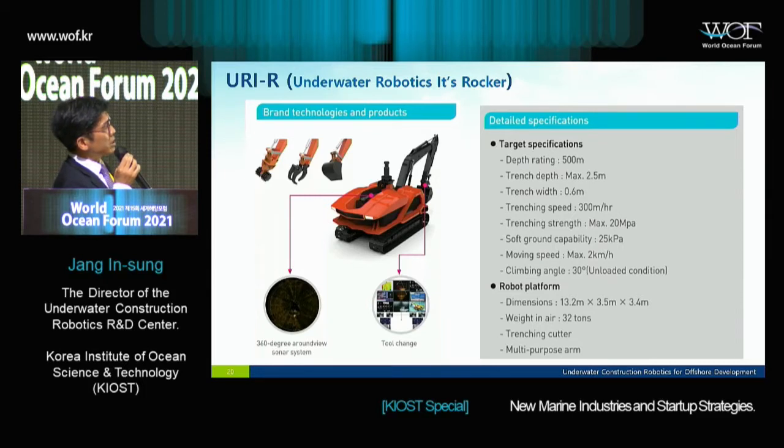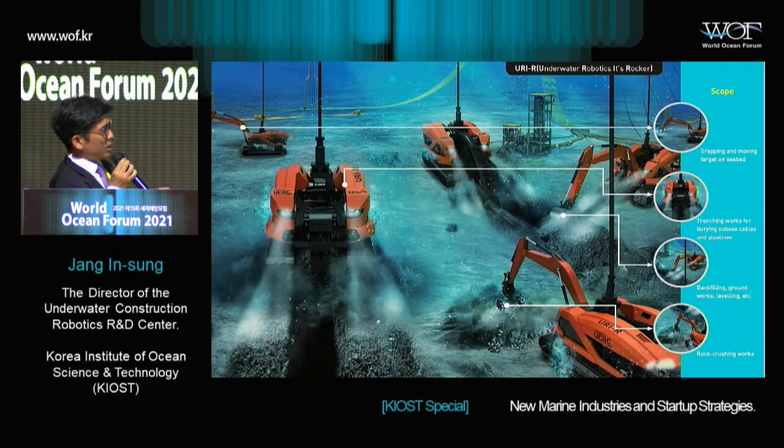The next one is URIL, which is a rocker. And the depth is only for 500 meters. And here you can change the tools on the robotics. And using these tools, you can excavate the ocean floor or make the ground level, or you can also break the rocks or the bedrocks under the ocean.